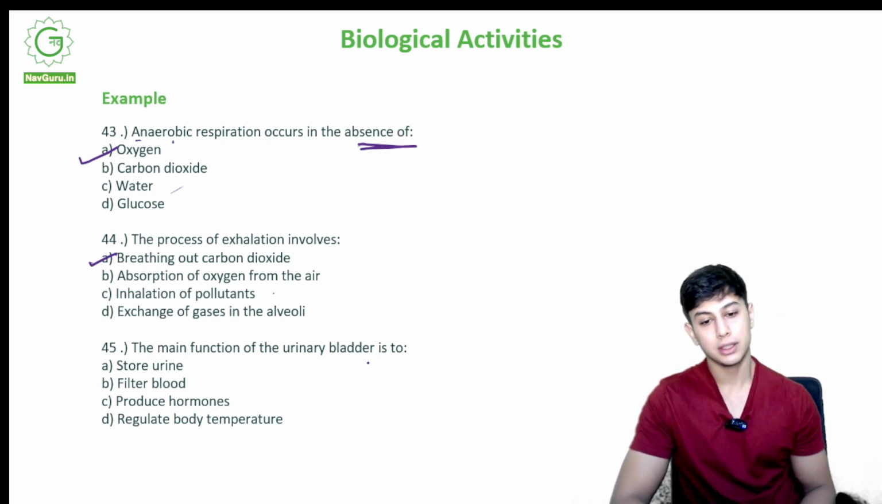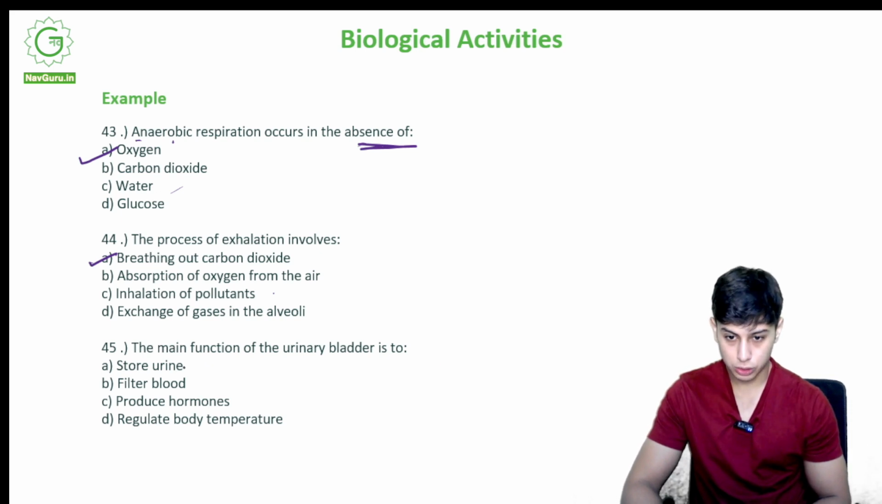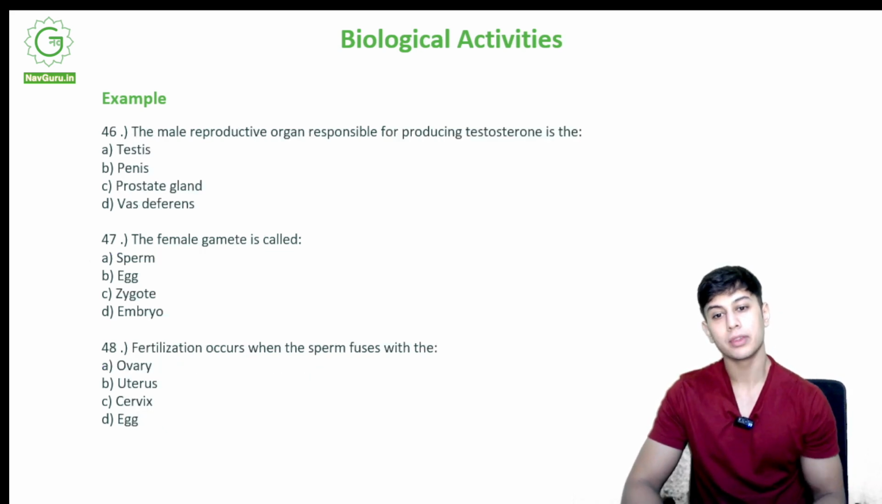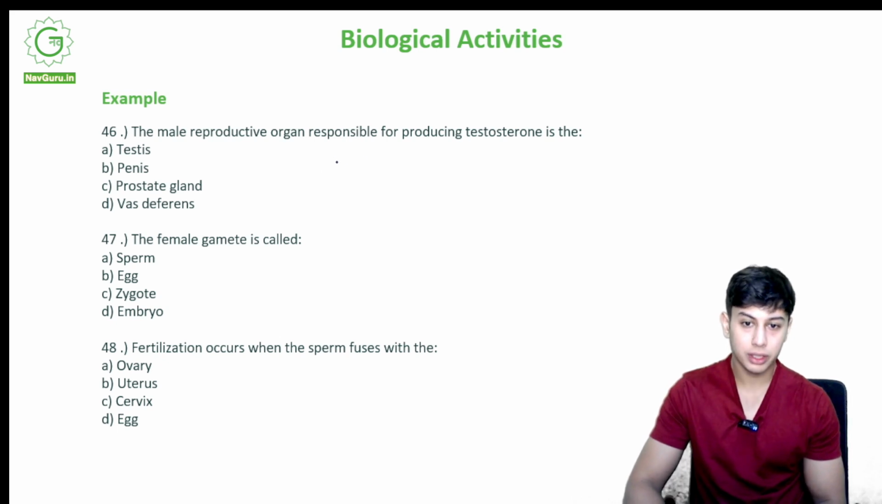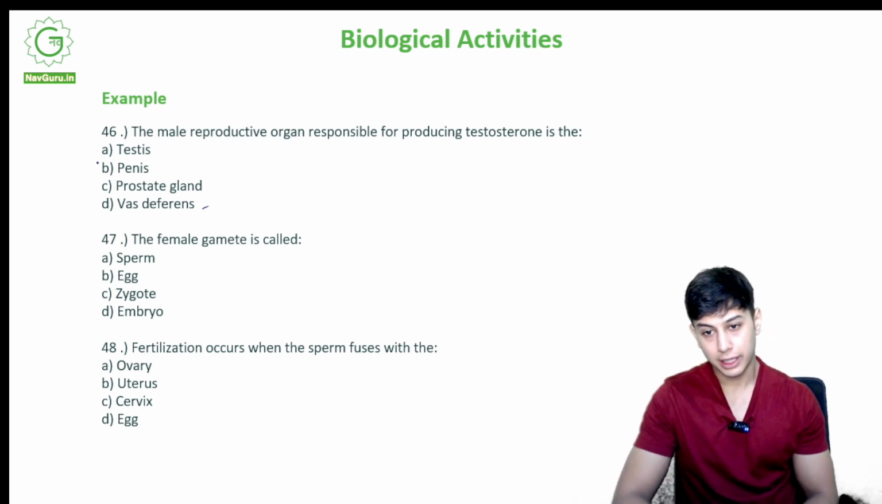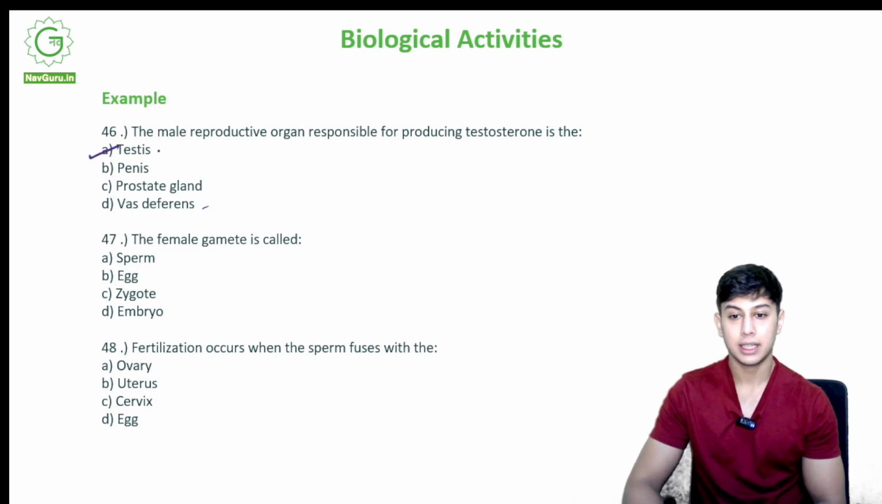The main function of the urinary bladder is to store urine, filter blood, produce hormones, regulate body temperature. So the correct option is option A. Urinary bladder stores urine. Okay, it stores urine. The male reproductive organ responsible for producing testosterone is the testis, penis, prostate gland, vas deferens. Correct option is option A, testis. It produces sperm and testosterone.